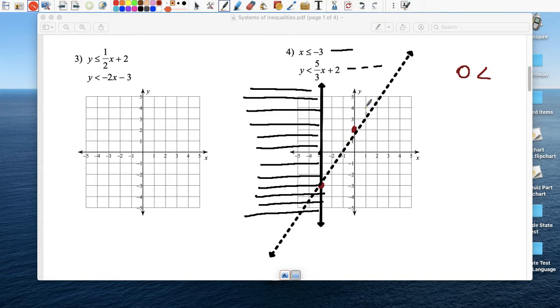Plus 2, and 0 plus 2 is 2. Is 0 less than 2? It is. So I want the area. 0, 0 is on this side of that line, so I want everything on this side. Right?